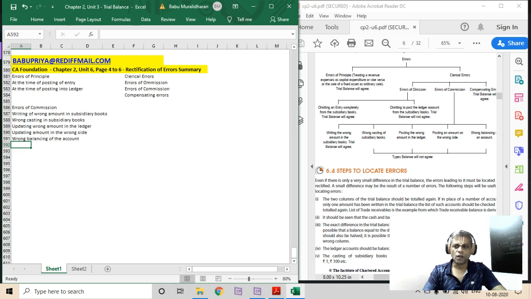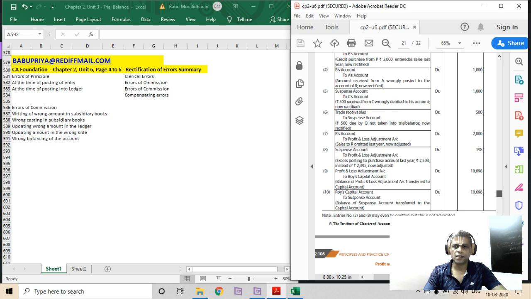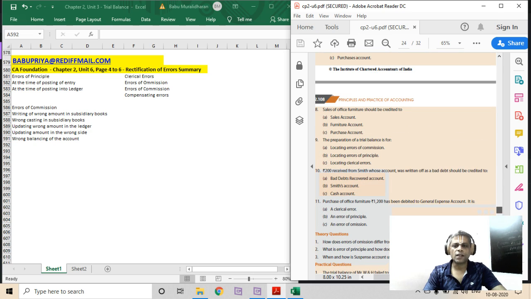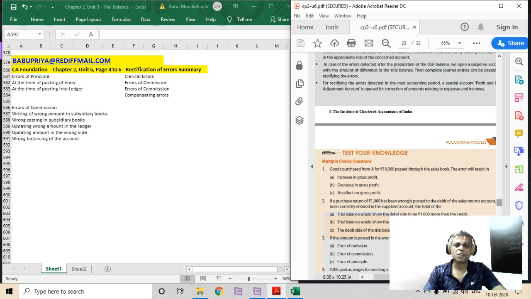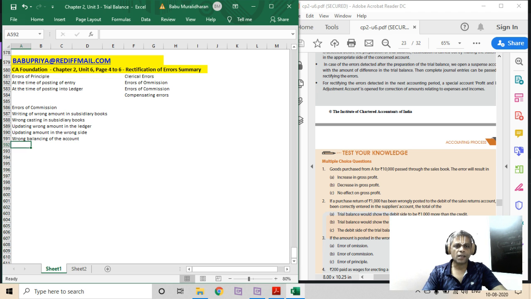We'll again have a lot of illustrations and question answers in these books, all in the same mold. We will try to solve all these problems once we touch base upon the basics and depreciation, so we'll come back again onto this class. Till then, if you have any doubts or clarifications, please drop a note to babupriya@redifmail.com, and keep practicing the rectification of errors, because that is one thing which is going to help you when you qualify also. How to identify the errors and how to rectify them has to be at the top of the mind.